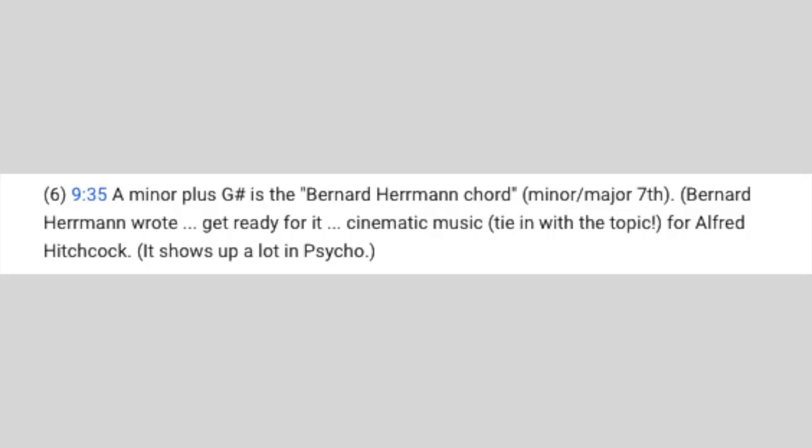Let's answer a few more of your music theory questions. A minor plus G sharp is the Bernard Herrmann chord. Minor, major 7. Bernard Herrmann wrote, get ready for it, cinematic music, tie in with the topic. For Alfred Hitchcock, it shows up a lot in Psycho.